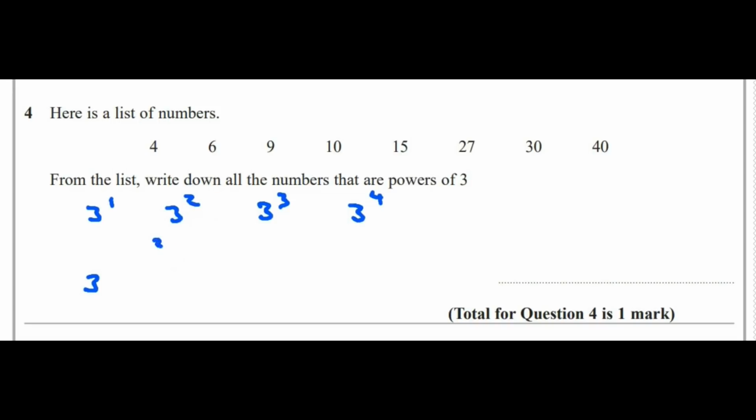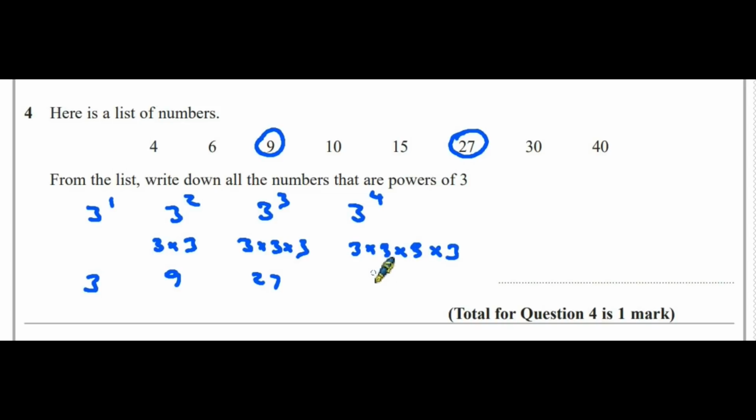3 squared is 3 times 3. So that's 9. That does appear in our list. 3 cubed is 3 times 3 times 3, which equals 27. So again, that is in our list. Now 3 to the power 4, 3 times 3 times 3 times 3 is 81. So we've reached the end of our list. The two numbers that we need therefore are 9 and 27.